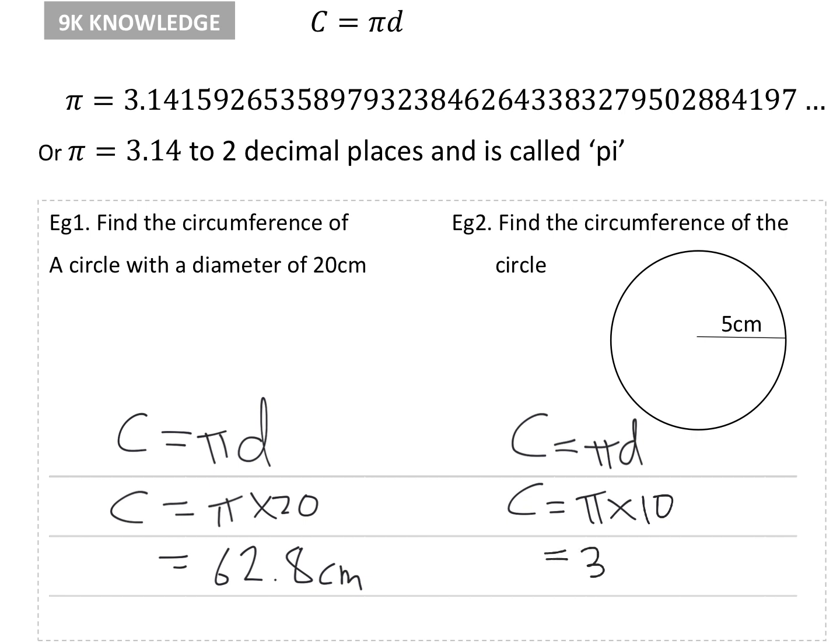In the calculator, you get 31.4 to 3 significant figures, again in centimeters.